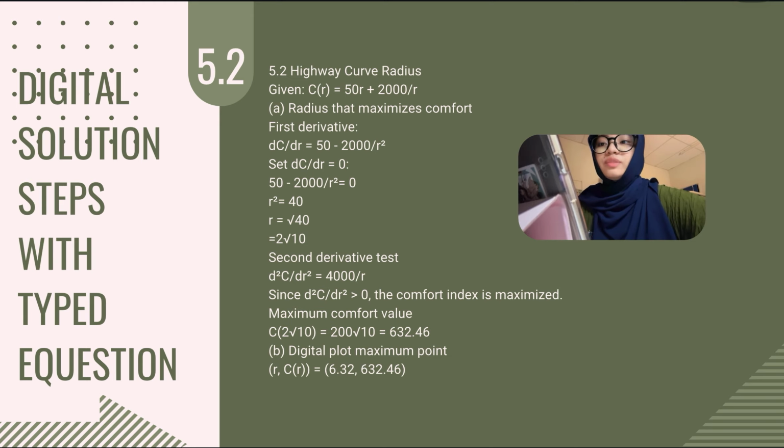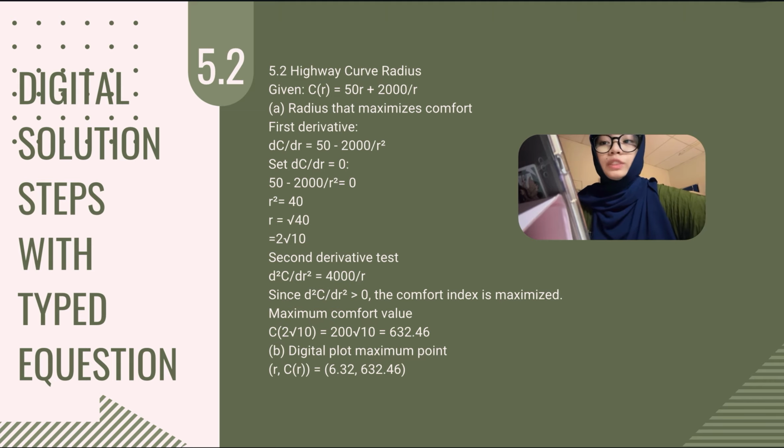So now let's move on to question 5.2, highway curve radius. We are given the comfort index function as C of R equals 50R plus 2000 over R, where R represents the radius of the curve in meters. For part A, we are required to find the radius that maximizes comfort.